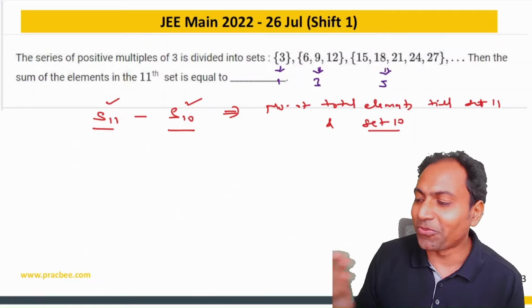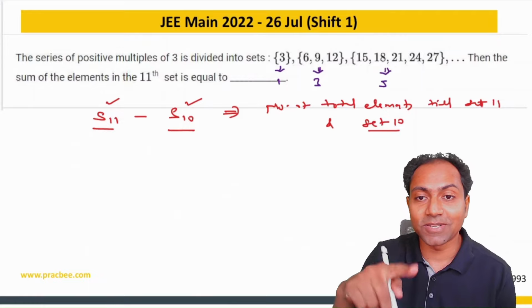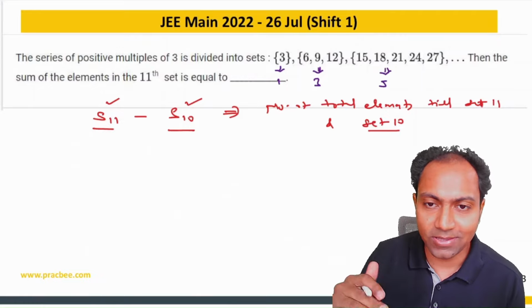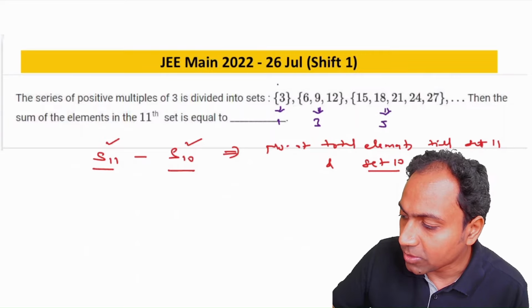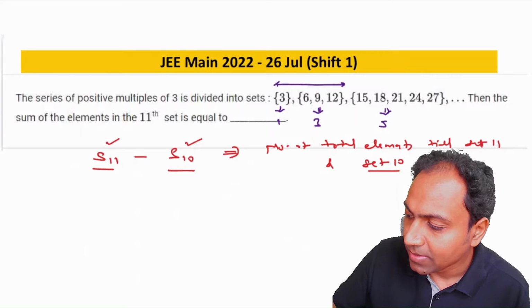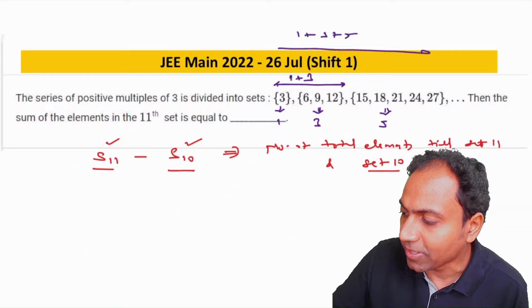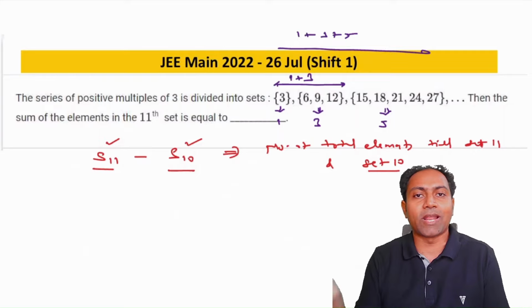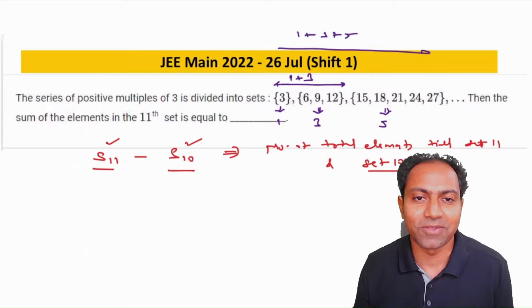So if I want to find the total number of elements till the nth set, it would be nothing but the sum of this AP. What I'm saying is, if I want to find the total number of elements till this set, I will have to add 1 plus 3. If I have to go till the third set, I will have to add 1 plus 3 plus 5. And if I have to go till 11, I will have to add the number of elements in each of these sets till 11.